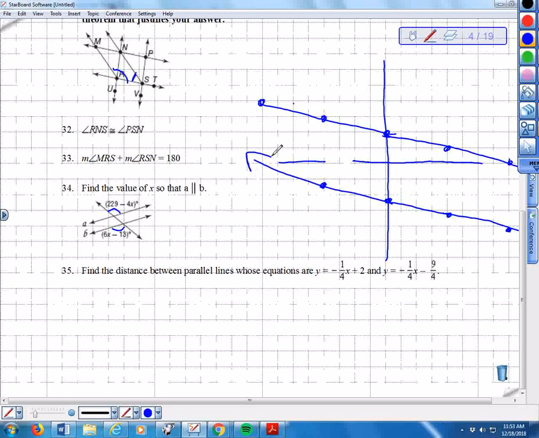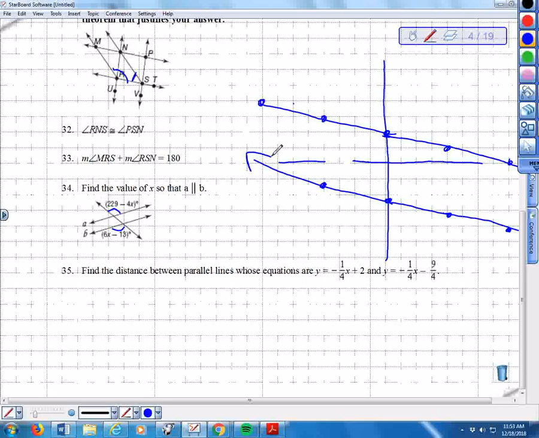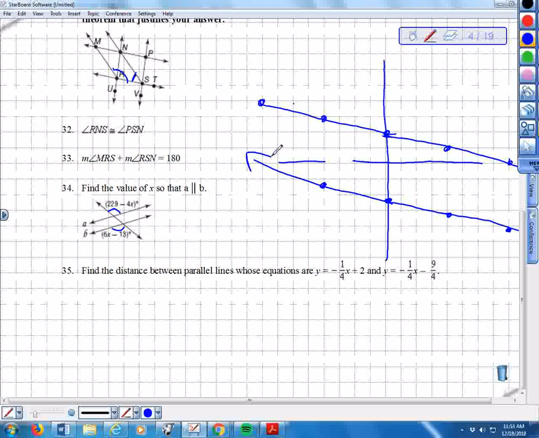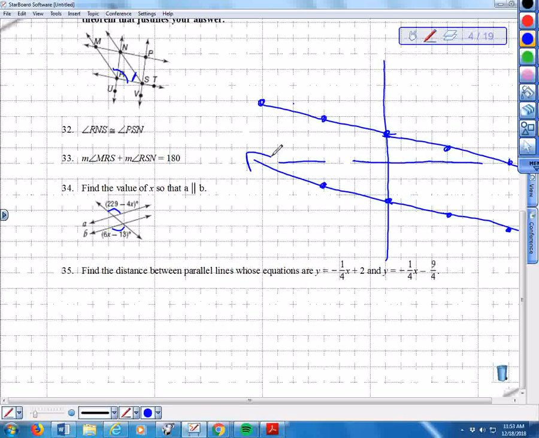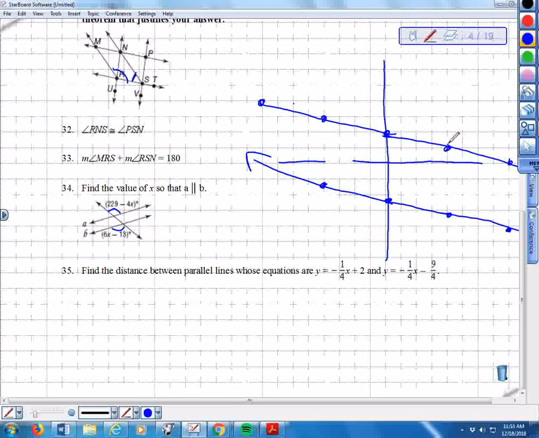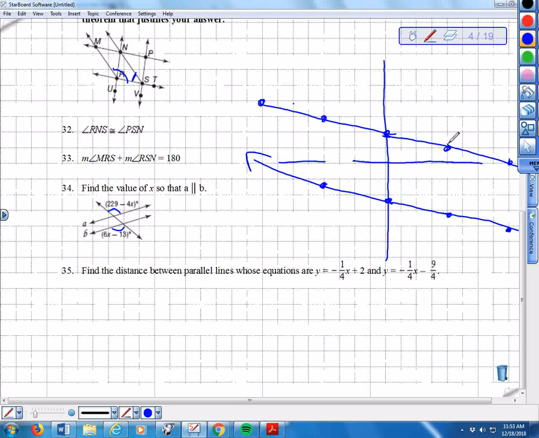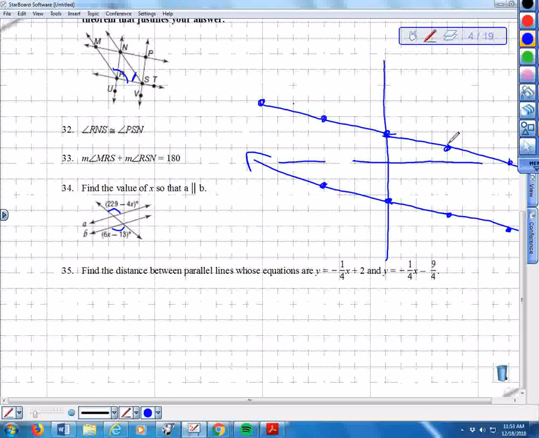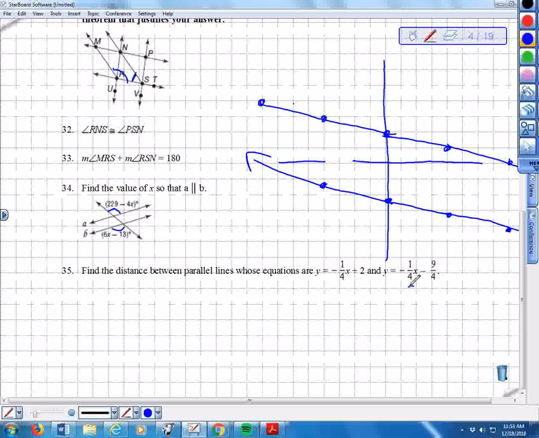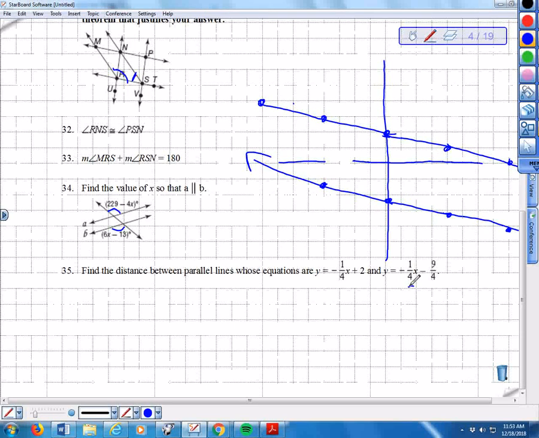Somewhat parallel. Okay, what's the shortest distance between two parallel lines? What kind of distance is it? Would it be from here to here? Is that the shortest? Perpendicular distance. Right? So the slope of this line is negative 1/4. What's the slope of a line perpendicular to both of these going to be? Positive 4.